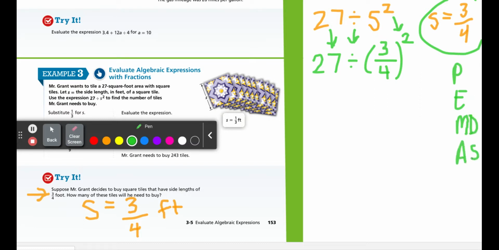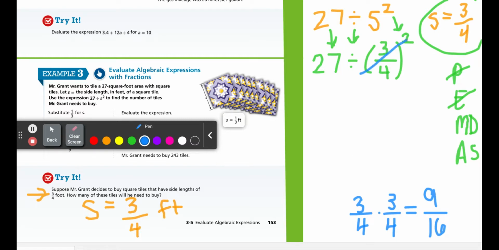So first step, parentheses, nothing. Second step, exponents. Yes. 3/4 squared means we're going to have to do 3/4 times 3/4. And what do you get? 3/4 times 3/4, you get 9/16. And that's in simplest form. So 3/4 squared is 9/16.